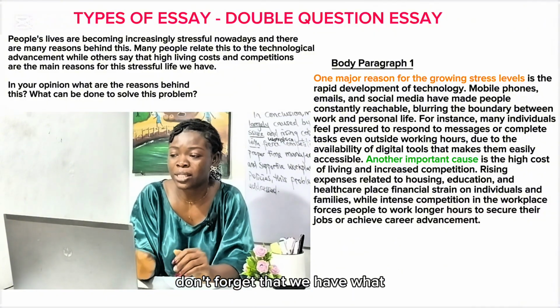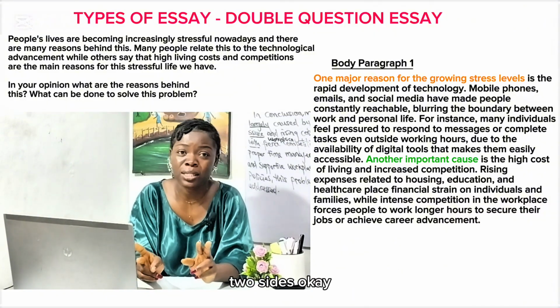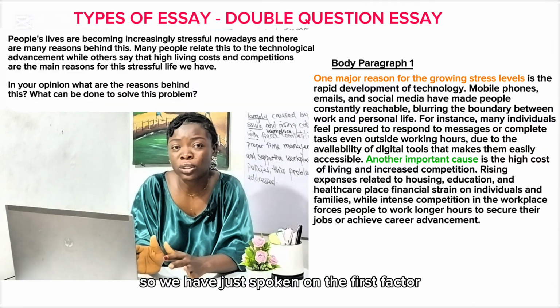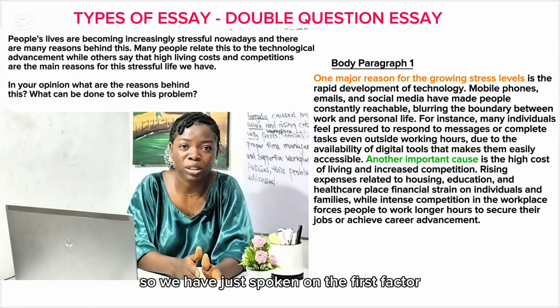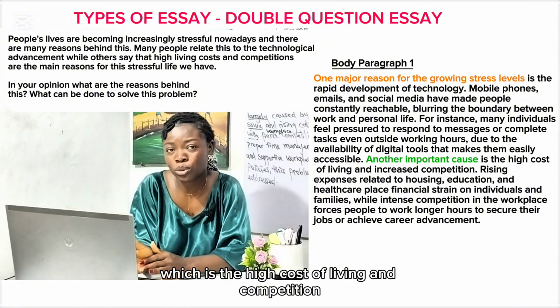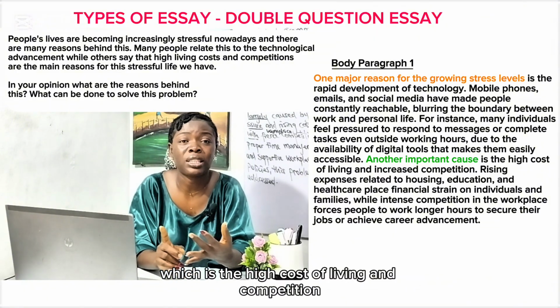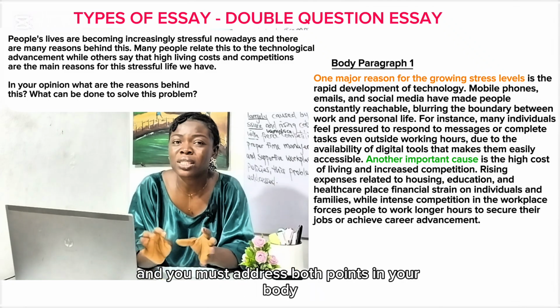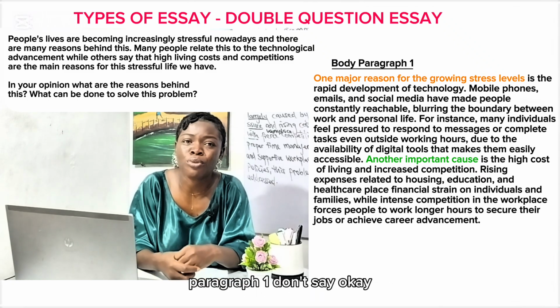Don't forget that we have two sides. Okay, we have two factors to talk about. We have just spoken on the first factor, so we have to continue with the second factor, which is the high cost of living and competition. And you must address both points in your body paragraph 1.